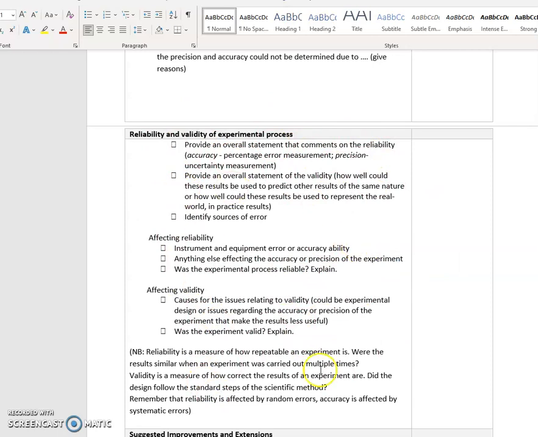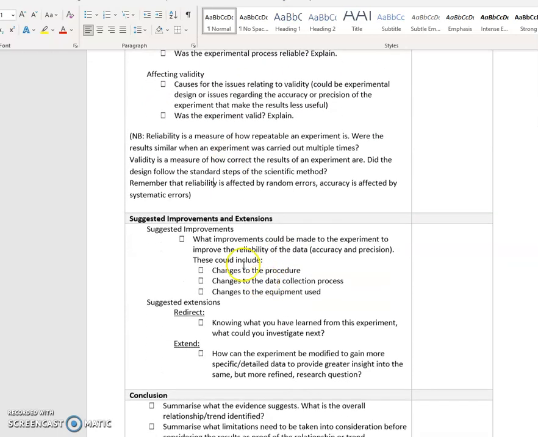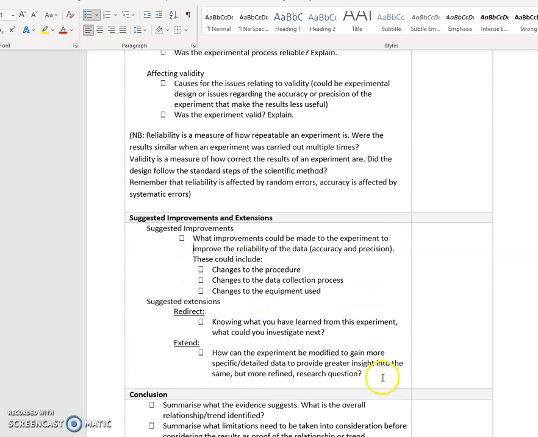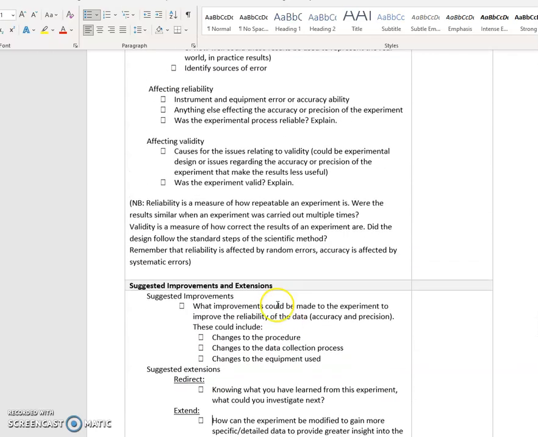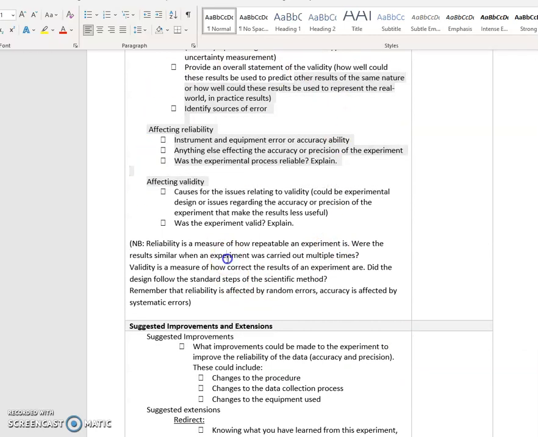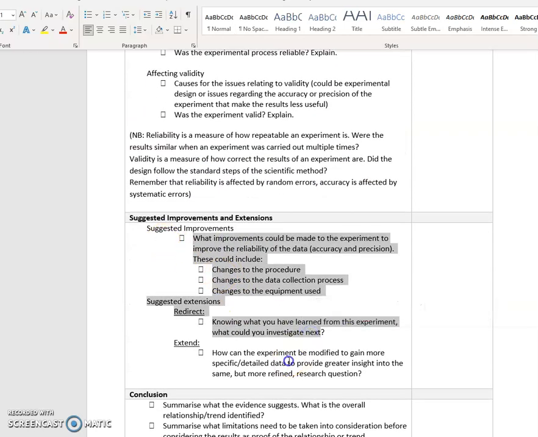Let's list them all out. Now for the suggested improvements, I'll be really quick because it's fairly easy. Now that you know what all of these errors would be, you're just going to say what can be changed to fix them. What improvements could be made to the experiment to improve the reliability? These could be changes to the procedure, the data collection process, or the equipment used. How can we redirect the experiment?